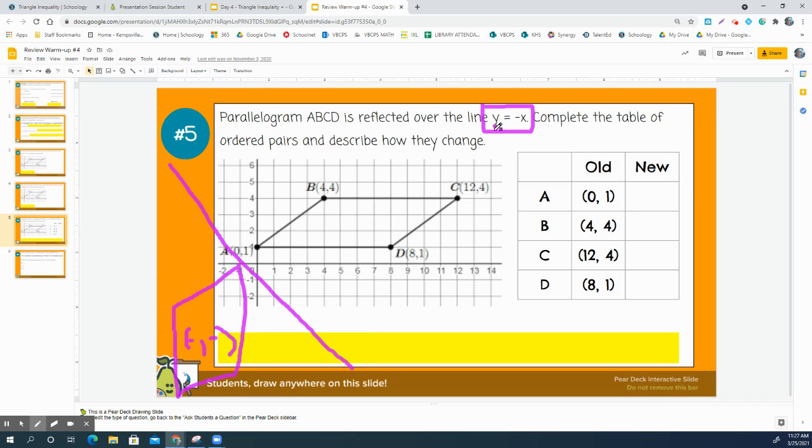So my rule, if y equals negative x, is going to be to switch them and make them negative. So the y becomes the x and it turns negative. The x becomes the y, and they're all negative. It's like contrapositive, okay? Switch them and negate them.